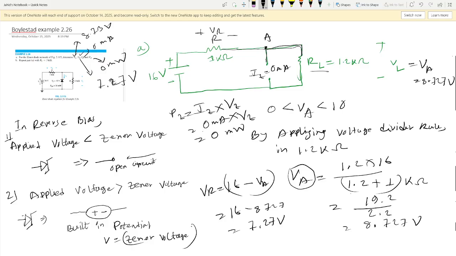You can repeat with RL equal to 3 kilo ohm on the same basis. I think you understood today's topic. Thank you very much.